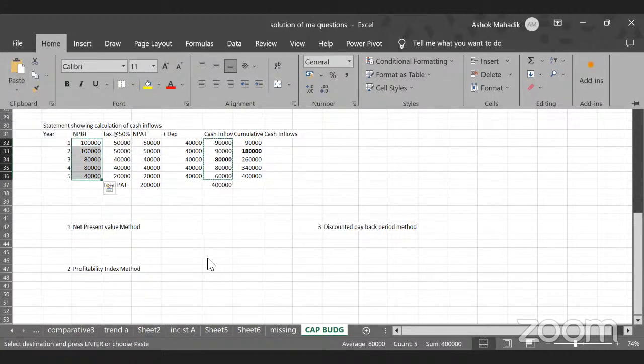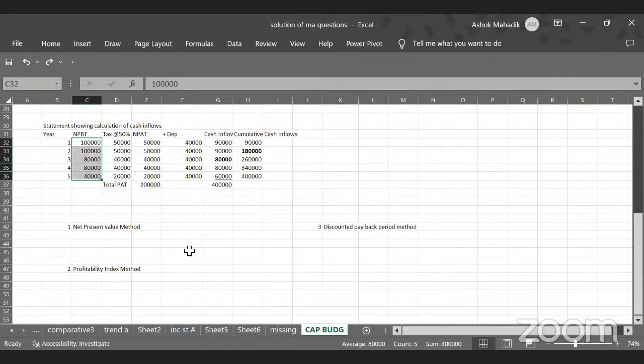It's not allowing, so I'd better write the values by myself. Cash inflow. Year one cash inflow is 90,000, 90,000, 80,000, 80,000, and 60,000.